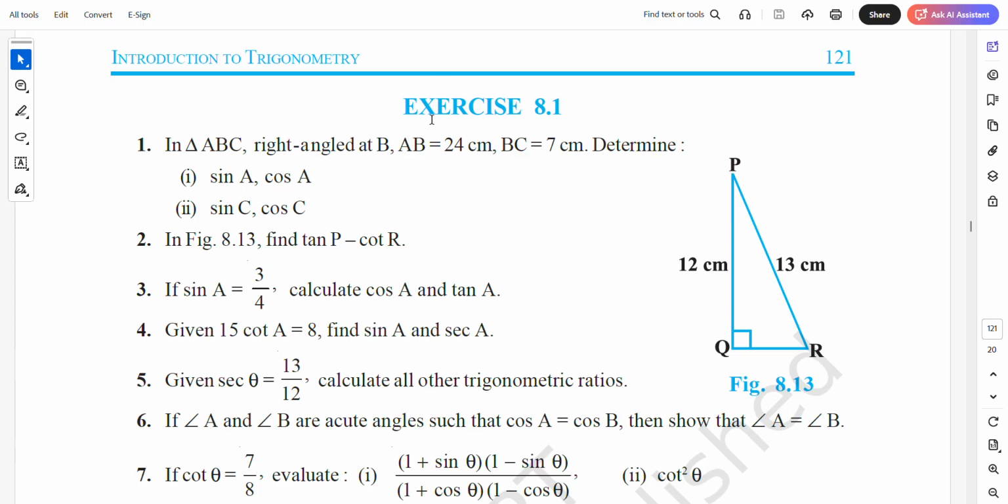Today we'll be seeing problems of exercise 8.1 which is there in the chapter Introduction to Trigonometry. We'll be solving problems 1 to 6 in this video. Let us solve this first problem. It is saying in triangle ABC, right angle at B, AB is equal to 24 centimeter, BC is equal to 7 centimeter. We are supposed to determine sin A, cos A, sin C and cos of C.